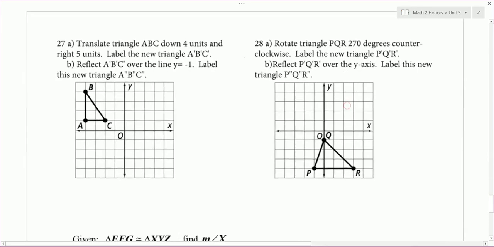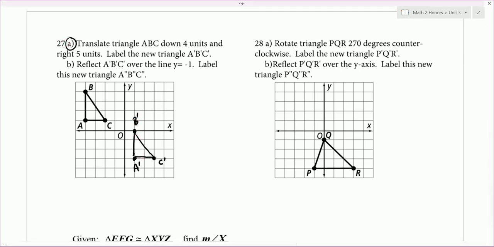27. Translate triangle ABC down 4 units and right 5 units. Label the new triangle A prime, B prime, C prime. Okay, so down 4, right 5. So I'm going to take point C, down 1, 2, 3, 4, right 1, 2, 3, 4, 5, and that's my new C prime. Do that with A, down 4, right 5, we end up here. And do that with B as well, down 4, right 1, 2, 3, 4, 5, about right there. And draw that triangle in.